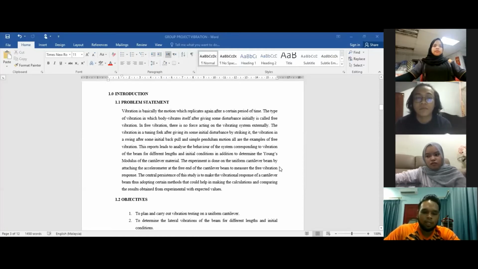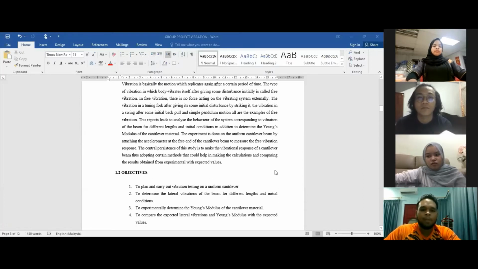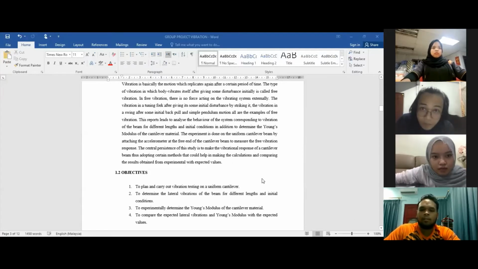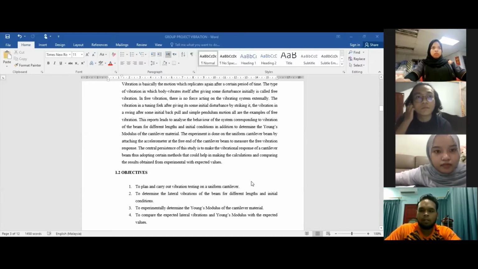So there are 4 objectives for this project. Firstly, to plan and carry out vibration testing on a uniform cantilever. Second, to determine the lateral vibration of the beam for different lengths and initial conditions. Third, to experimentally determine the Young's modulus of the cantilever material. And lastly, to compare the expected lateral vibrations and Young's modulus with the expected values. That's all from me. Thank you.